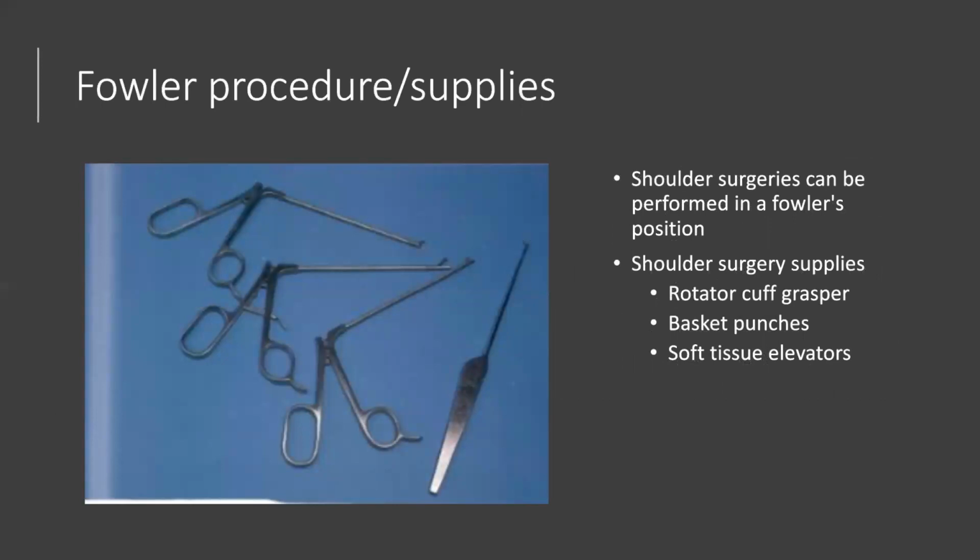Fowler's procedure supplies. Another procedure that can be done in a Fowler's position can be shoulder surgery, and it can be done by using rotator cuff graspers, basket punches, and soft tissue elevators.